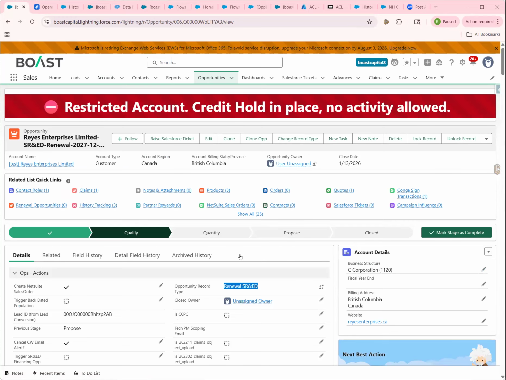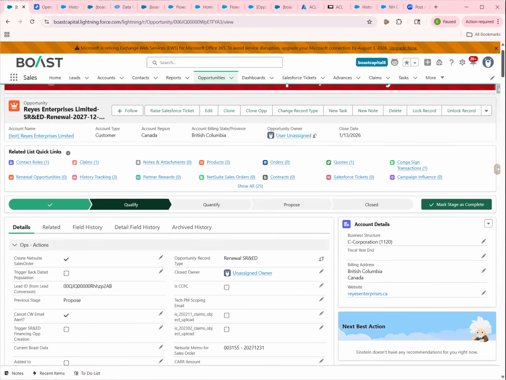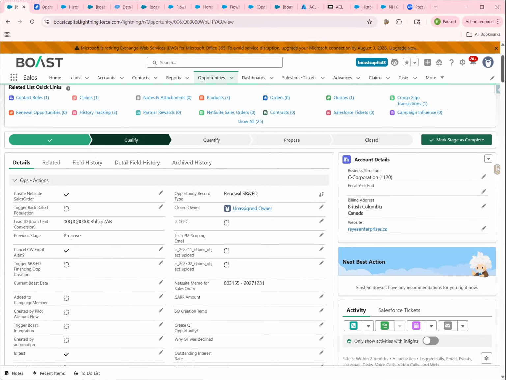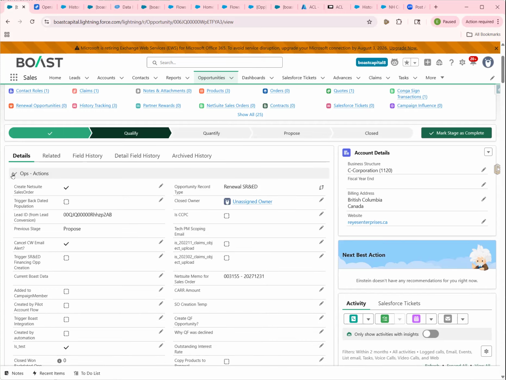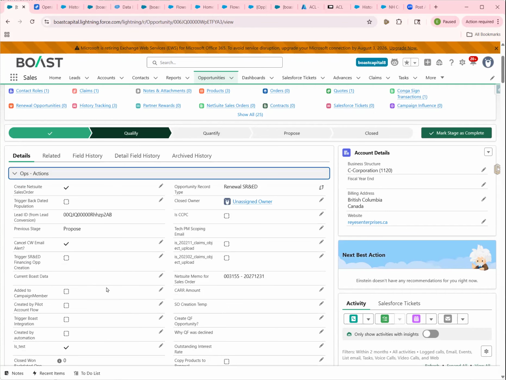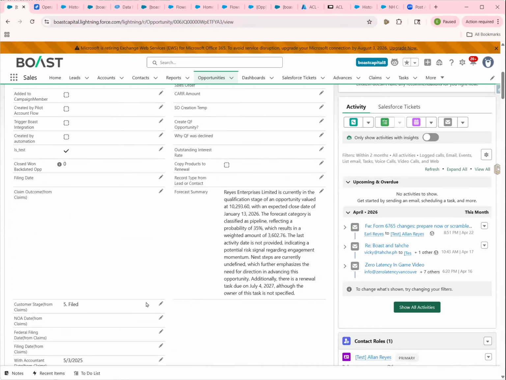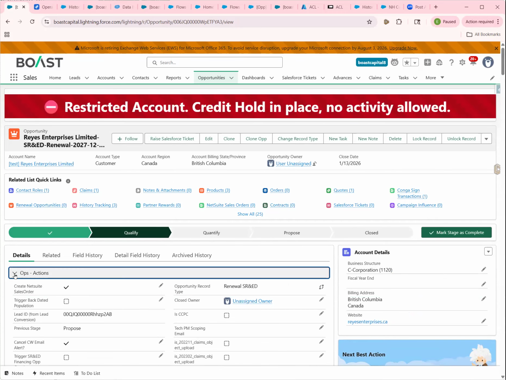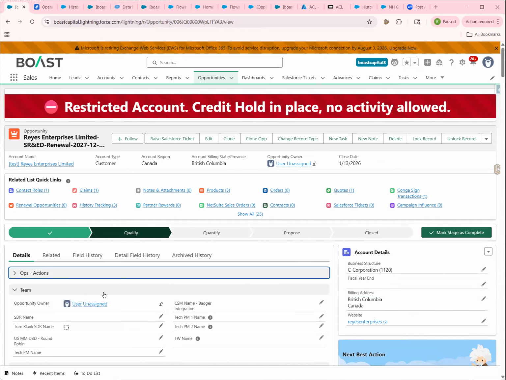So the long and short of it is that within our opportunity, this is also the admin view, so it's also very data heavy for fields that people don't see half the time. So if you log in as a sales user, it'll probably look a little bit better. But I'll just ignore a lot of the ops actions, which are checkboxes or toggles that we use to trigger some automated stuff.